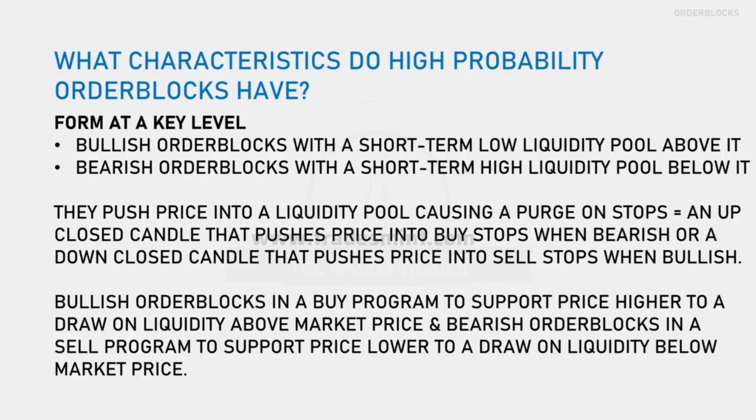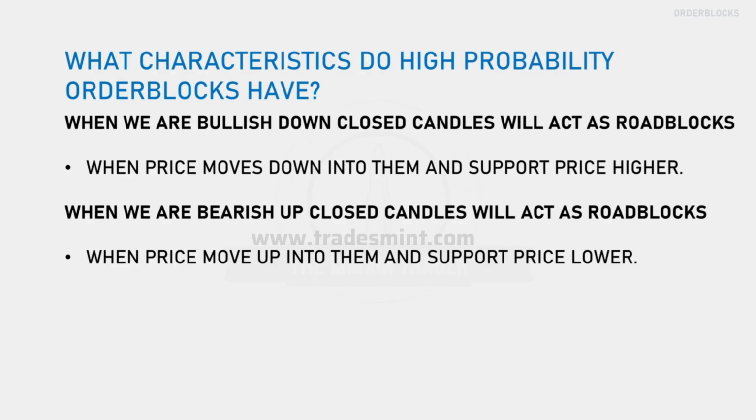So bullish order blocks in a buy program support price action to go higher into the draw on liquidity above market price, and vice versa with bearish order blocks in a sell program to support price lower, or resistance to draw lower into the draw on liquidity below market price. When we are bullish, down close candles will act as roadblocks. When price moves down into them and supports price higher, this is when it's validated. And for bearish, an up close candle will act as a roadblock too. So when price moves up into them and then resistance to turn down lower.